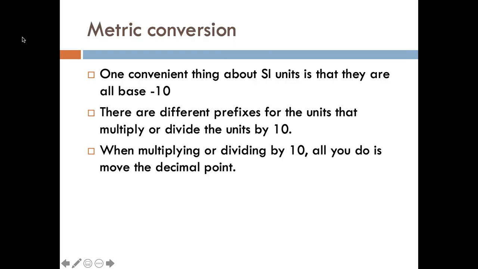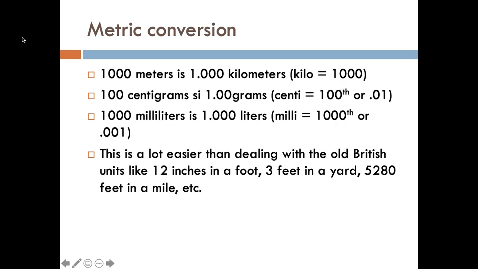One convenient thing about SI units is that they are all base 10. There are different prefixes for the units that multiply or divide the units by 10. And when multiplying or dividing by 10, all you do is move the decimal point. So 1,000 meters is equal to 1 kilometer. So you move the decimal point 3 spaces to the left.